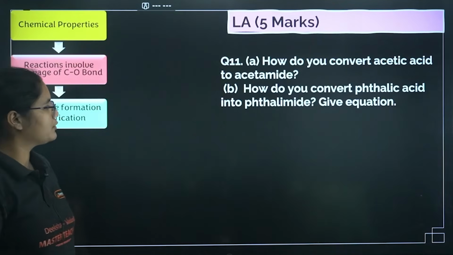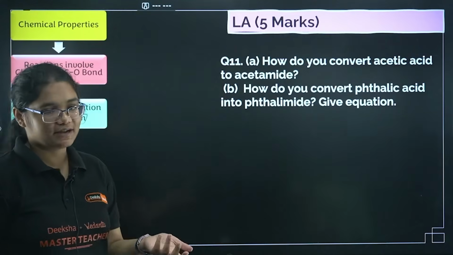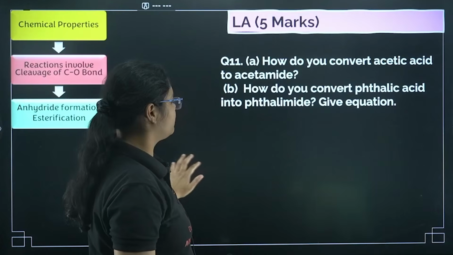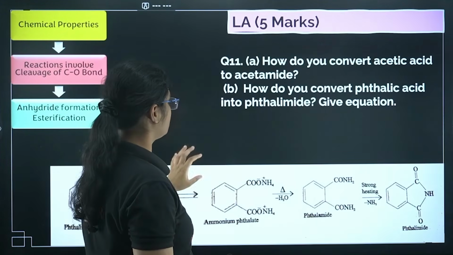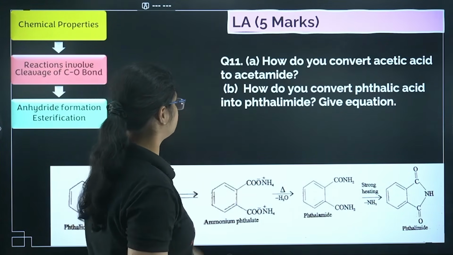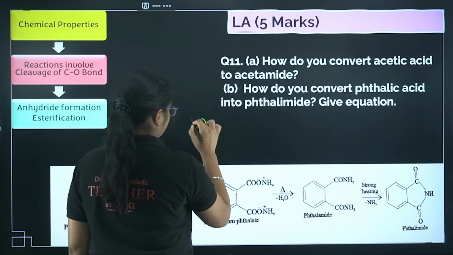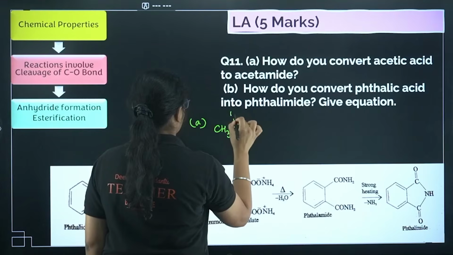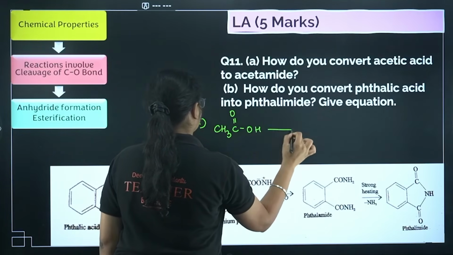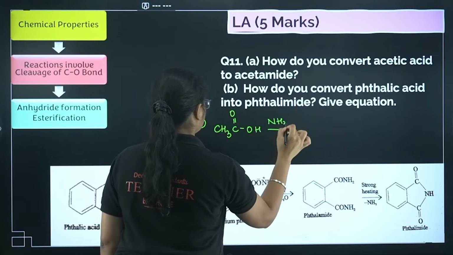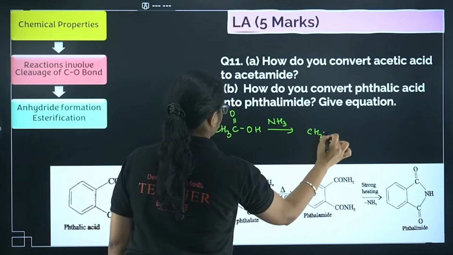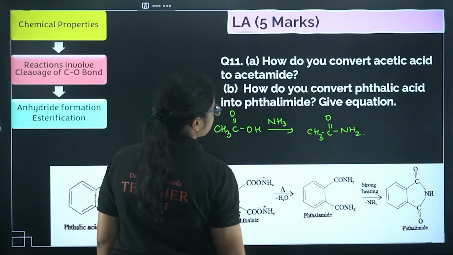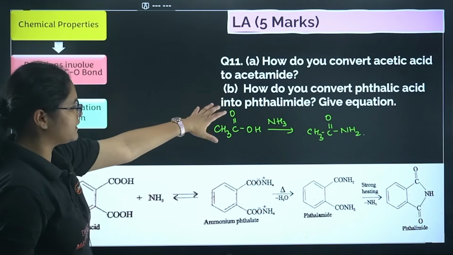Next question, how do you convert acetic acid to acetamide, and how do you convert phthalic acid to phthalimide? Give equation. So first of all, how do you convert acetic acid to acetamide, for option A? If you just take acetic acid and react it with ammonia, then you will get acetamide. Okay, now continuing with the second question.